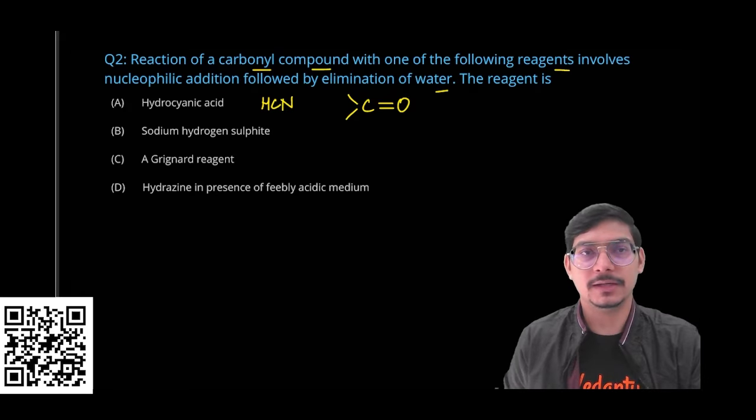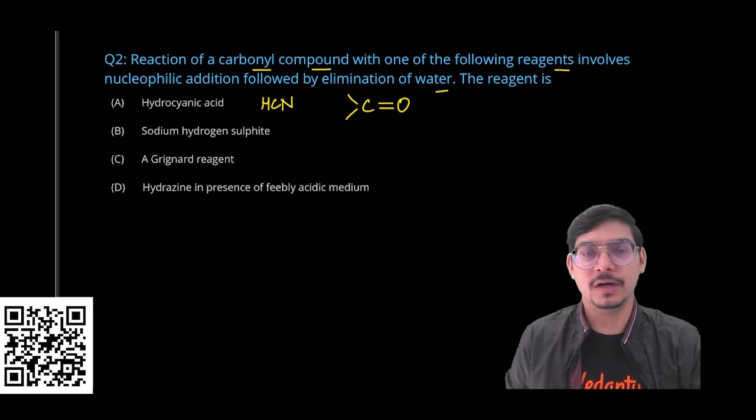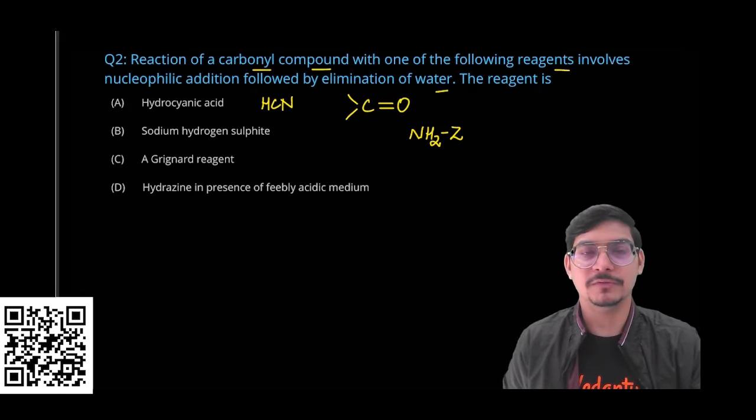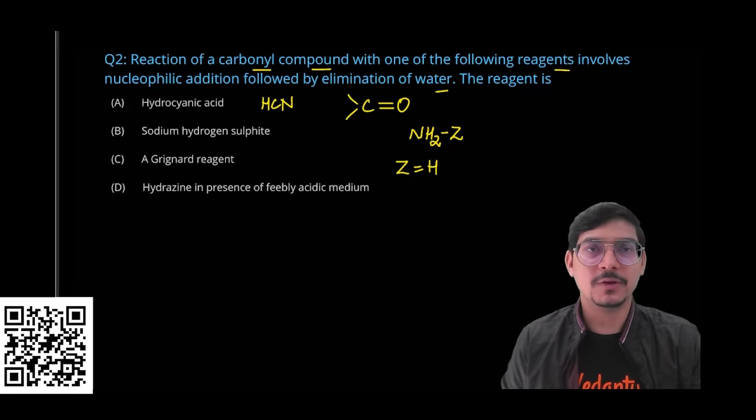So please remember that aldehydes and ketones react with nucleophiles and the typical reactions are nucleophilic addition reactions. But when a derivative of ammonia reacts, let's call them NH2Z, where Z could be a number of groups depending upon the nucleophile. For example, if Z is hydrogen, the nucleophile is ammonia. So when aldehydes and ketones react with ammonia or derivatives of ammonia, then such a reaction is nucleophilic addition followed by elimination. So let's analyze these options one by one.